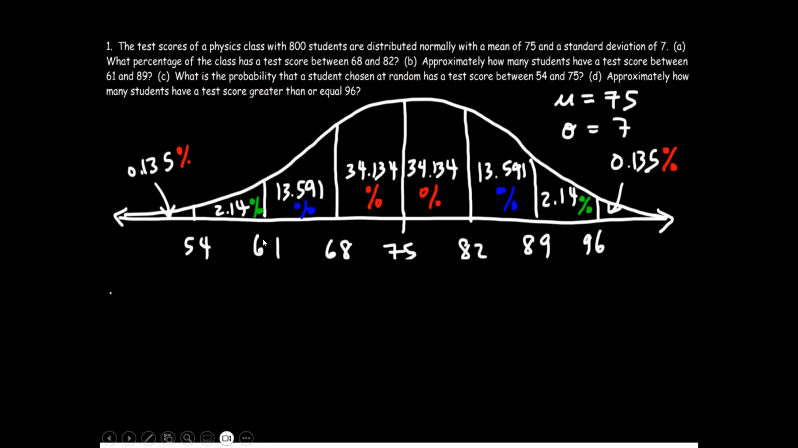So now I could ask questions like, because I want to understand, was the test fair? Am I a good professor? Or am I trying to blow people out of the water and make them fail, or am I too easy? So what percentage of the class has a test score between 68 and 82?